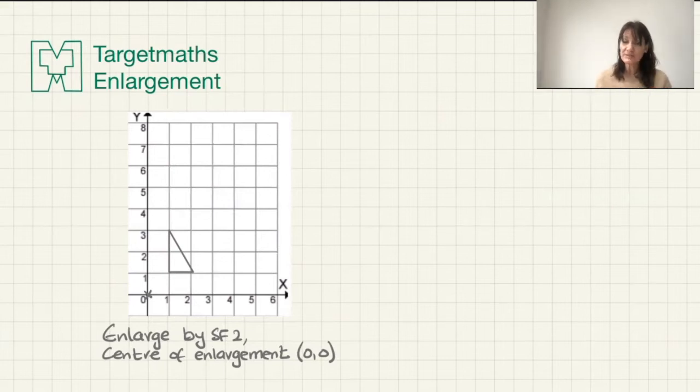So I'm going to show you what I mean by that. So this question is asking us to enlarge by a scale factor of 2, and the center of enlargement is 0, 0. Or it could say the center of enlargement is the origin. I've already marked it on. Quite often they don't, so they're testing that you can plot the coordinate as well. So that is the center of my enlargement. That's my point that I must go to, okay?